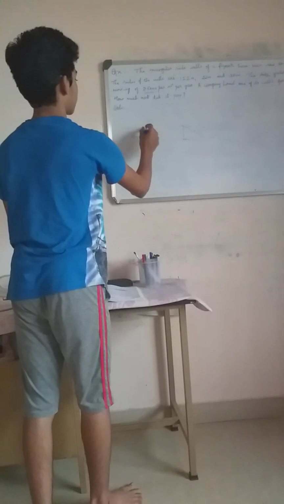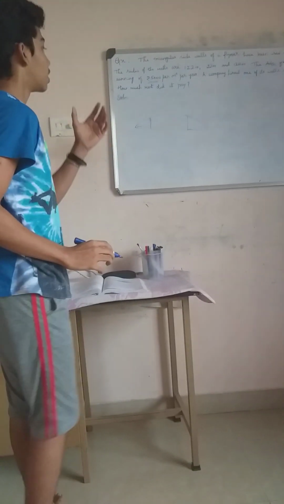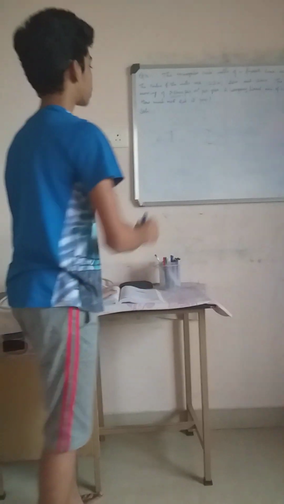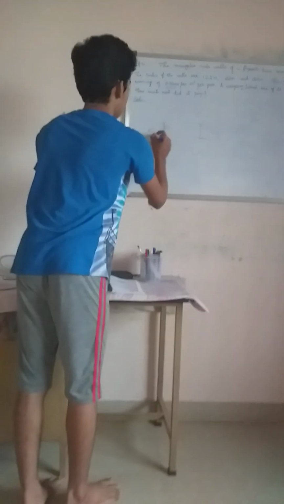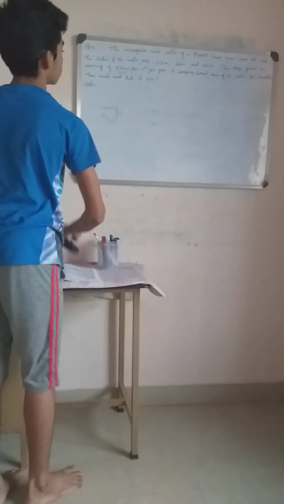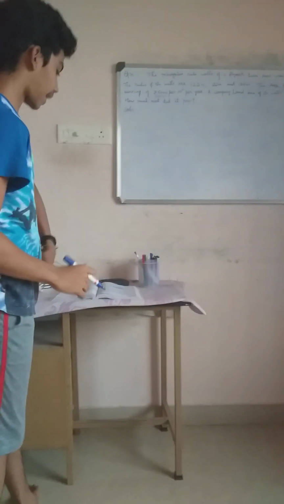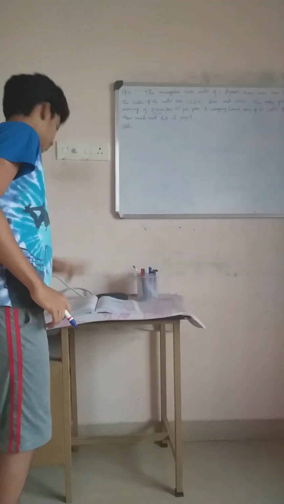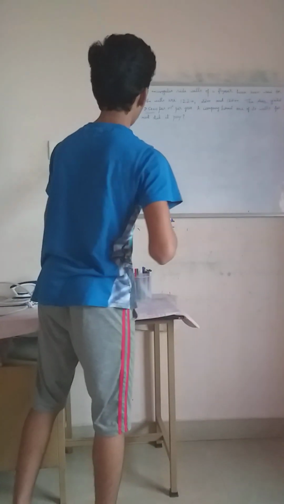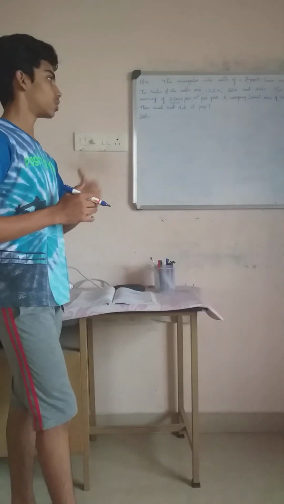So this is the wall that we have to find the area of. They had given that the sides were 22 centimeter, 120 centimeter, and 122 centimeter. So that was the case, and using Heron's formula, we are going to find out the area of the triangle with these three sides.